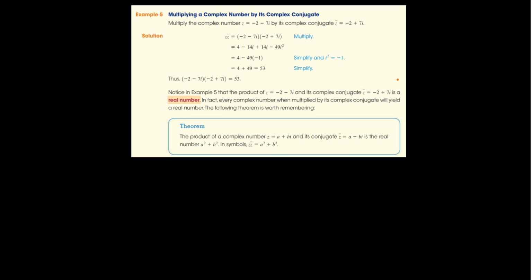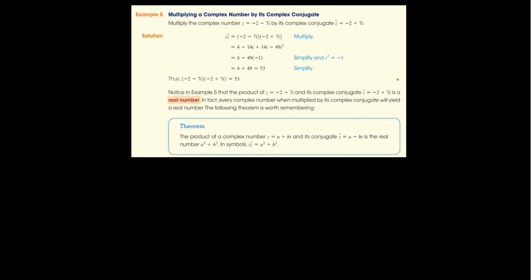So this is reading: multiply the complex number z equals negative 2 minus 7i by its complex conjugate, z bar equals negative 2 plus 7i. We just do z times z bar, and of course it's just the two binomials and their conjugates: negative 2 minus 7i, negative 2 plus 7i. You FOIL through all that and combine like terms. Since they're conjugates, the middle terms cancel out, similar to difference of squares, and you end up with simply 53 as an answer.